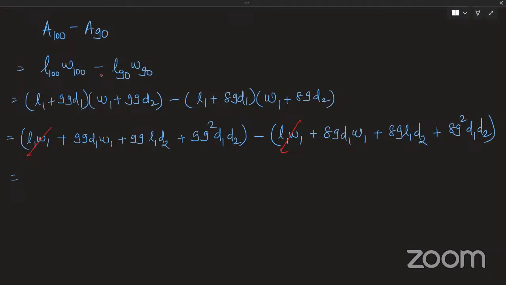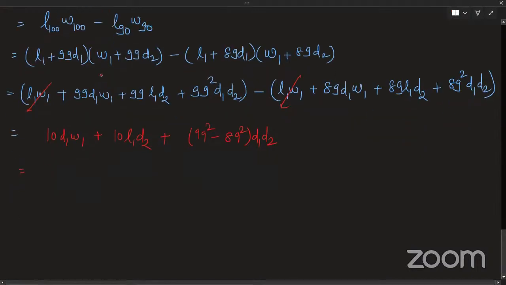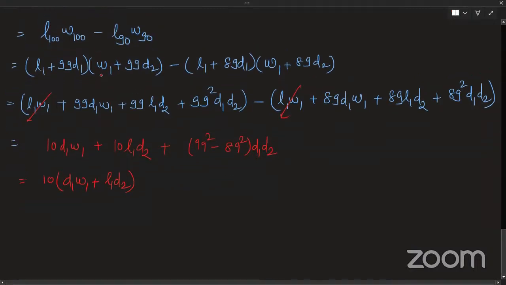So when I open this, D1 W1 minus 89 times D1 W1, so it is 10 times D1 W1. Then again 99 minus 89, so it is 10 times L1 D2, plus 99 squared minus 89 squared times D1 D2. It's very easy now. This thing is basically 10 times D1 W1 plus L1 D2. And can you tell me what is 99 squared minus 89 squared?